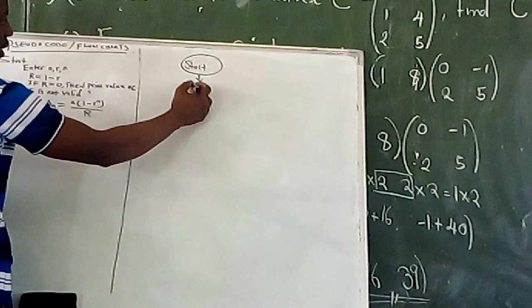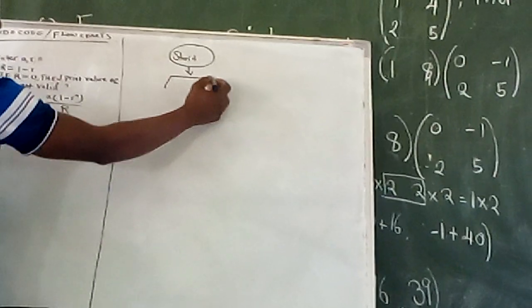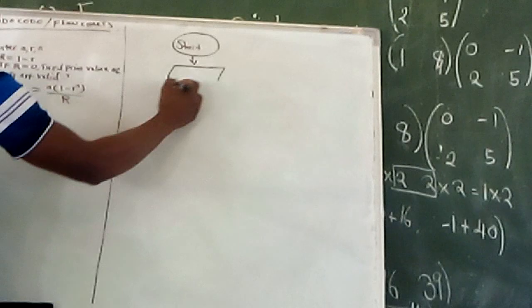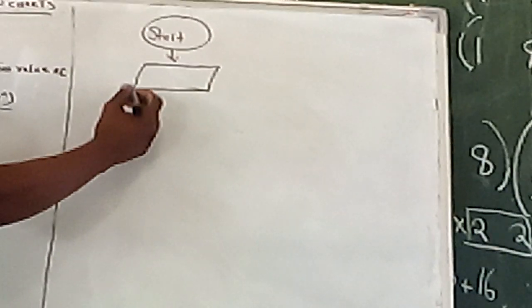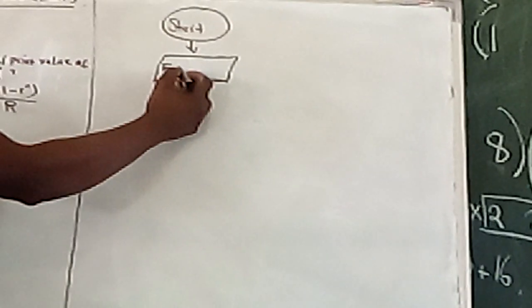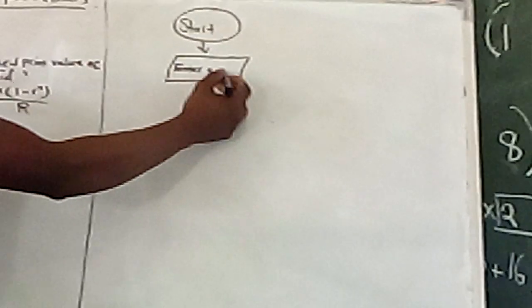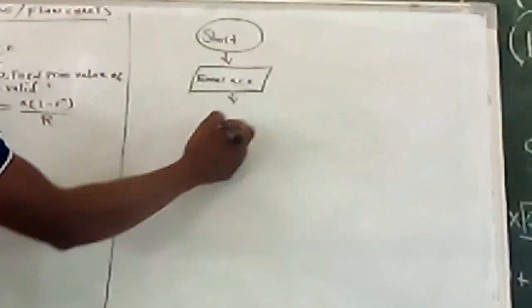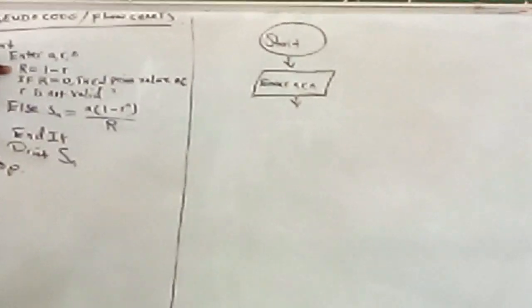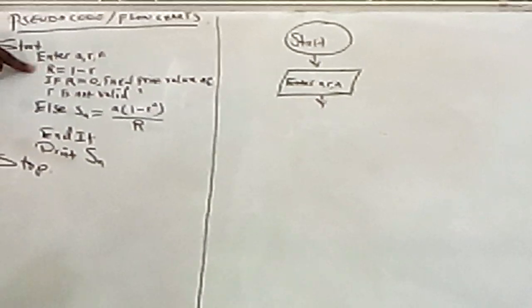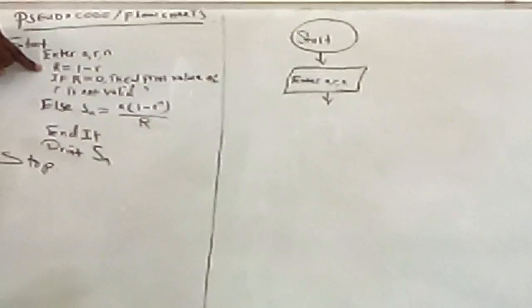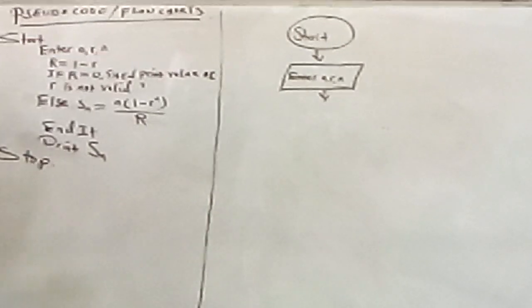We know the enter button is a parallelogram shaped box. In it we write the words enter A, R, N. Then we connect the parallelogram shaped box with the information given. So we're told to say we should take R to be 1 minus R.